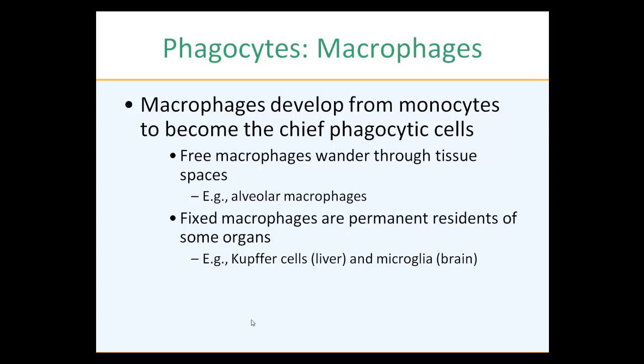So they have lots of functions, and then once they leave the tissue, they will go to your lymphatic circulation. They will go to the lymph tissues, the lymph nodes, where they will start to interact with T lymphocytes and B lymphocytes, and you will see how they play a very critical role in the activation of your immune system and the adaptive immune response. So that's a couple of words about the macrophages.